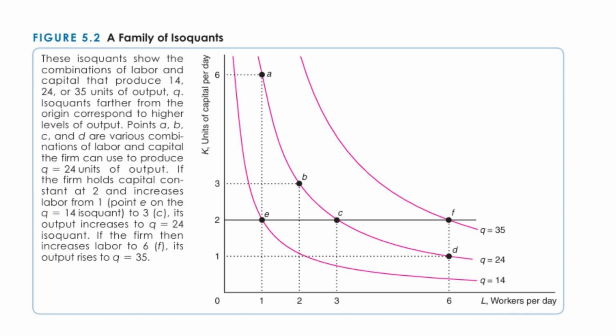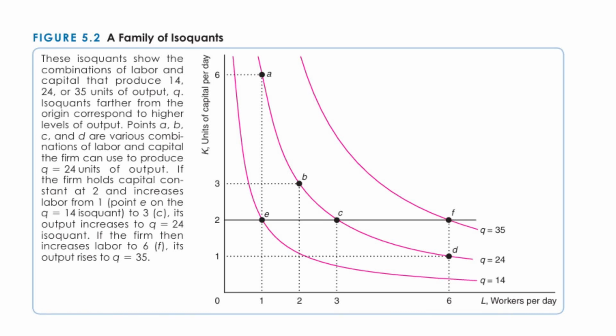Isoquants represent the different combinations of labor and capital that can produce the same amount of output. Each isoquant line corresponds to a specific output level, such as Q equals 24 or Q equals 35. The farther an isoquant is from the origin, the higher the output, since more inputs are being used. For example, at point E, the firm uses 1 unit of labor and 2 units of capital to produce 14 units of output.